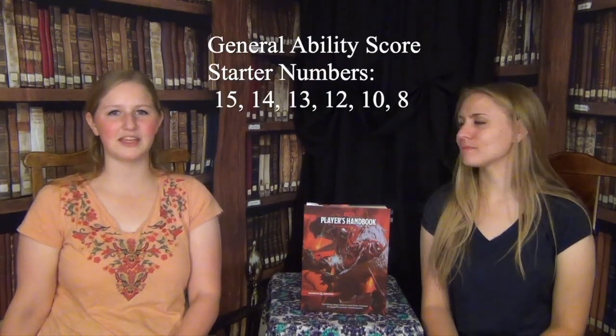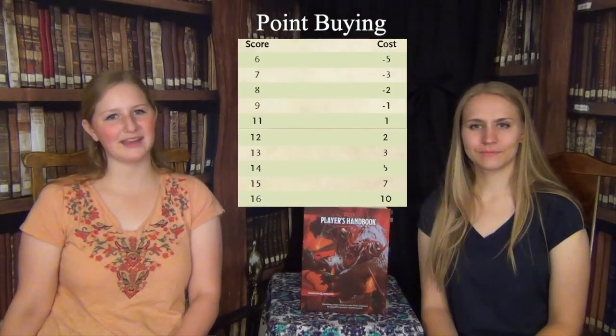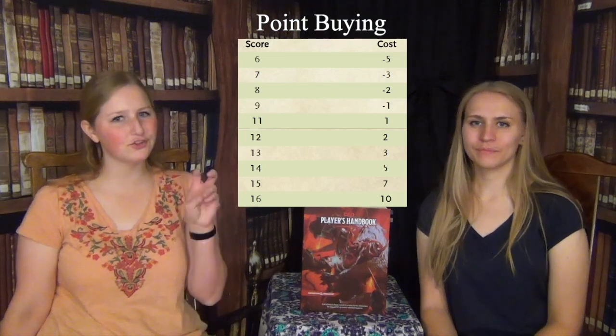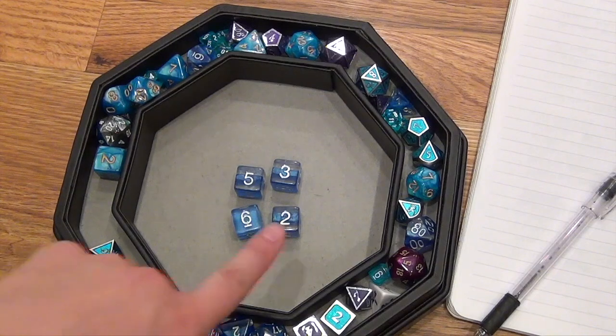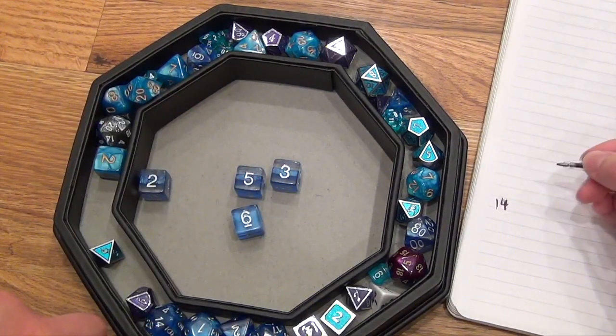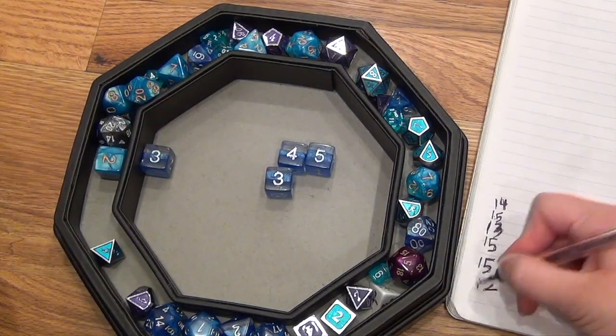The first way is by using the general starter numbers written in the book. Secondly, you can use the point buy system, in which you receive 27 points that you can spend purchasing the ability score numbers. The third way, the one we'll be doing, is where you roll 4d6, remove the lowest number, and then add the remaining 3 rolls together to get 1 ability score. You will do this 6 times in total to get all your scores.